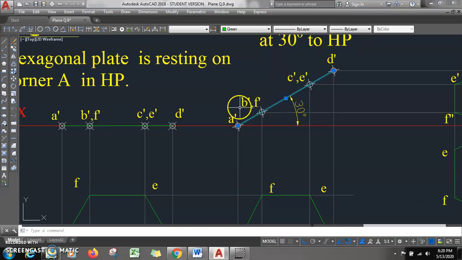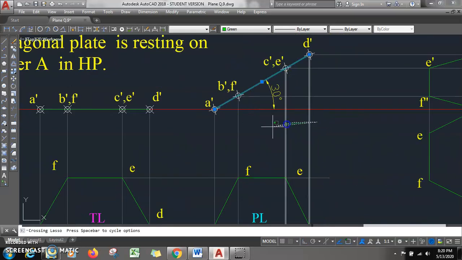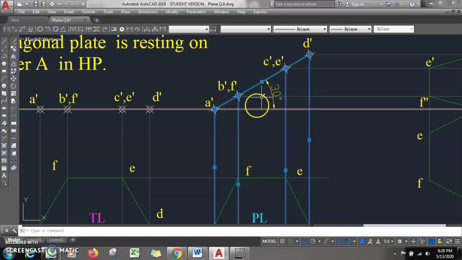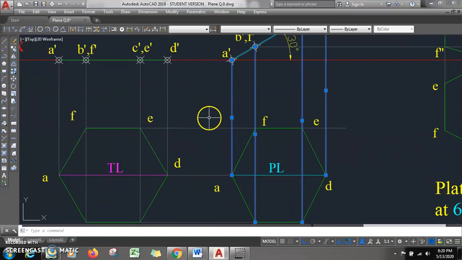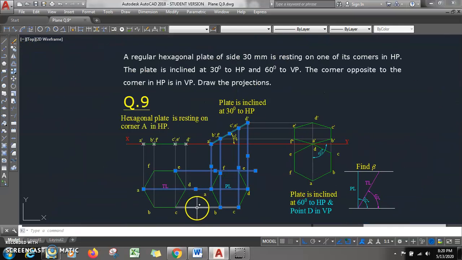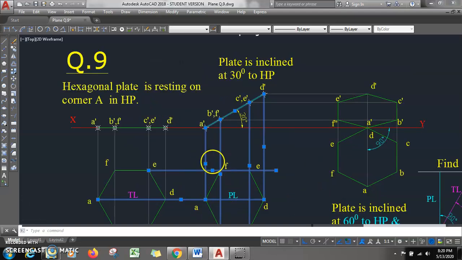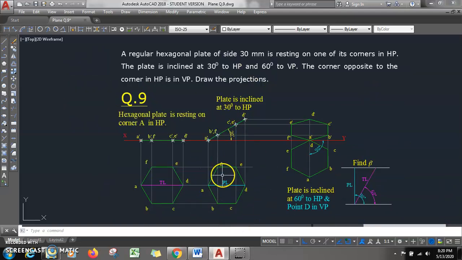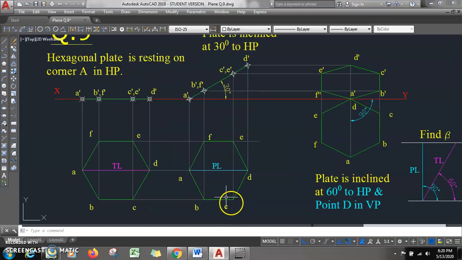Once we have this, what next? The next thing is to draw projectors. From the front view there will be 4 projectors, and from the top view there will be 3 projectors. Locate all the points: A, B, C, D, E, F. Join all the points in sequence so that you get the top view.